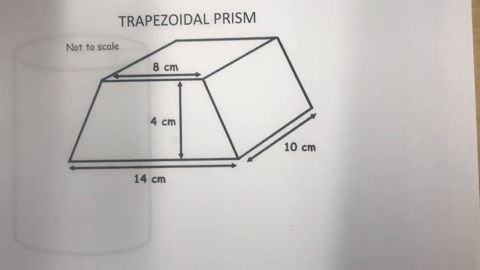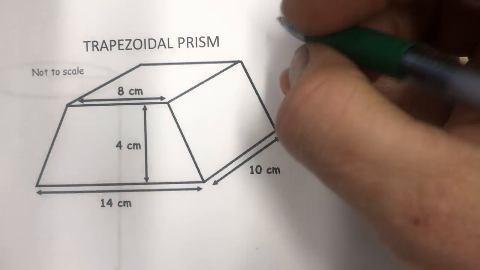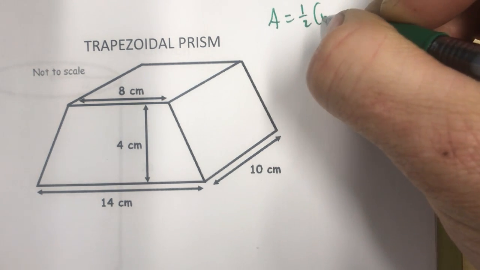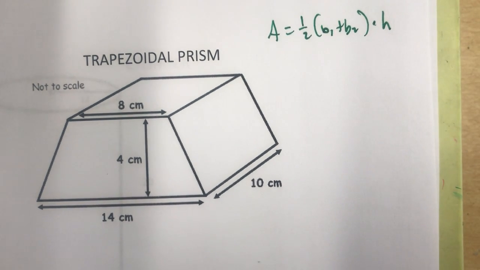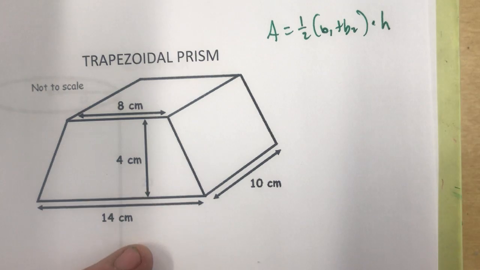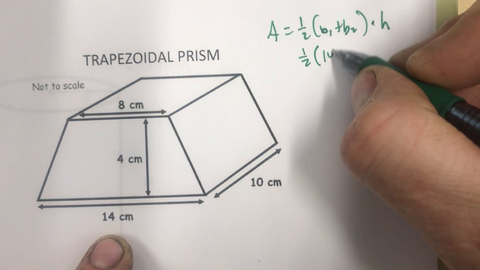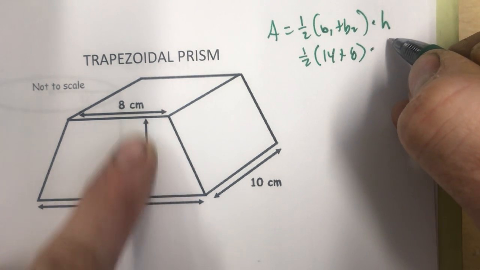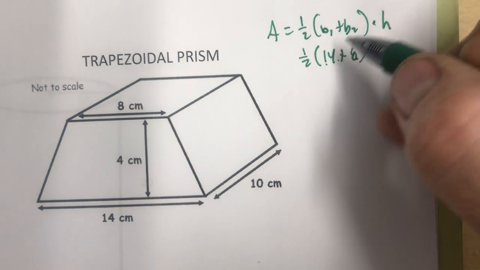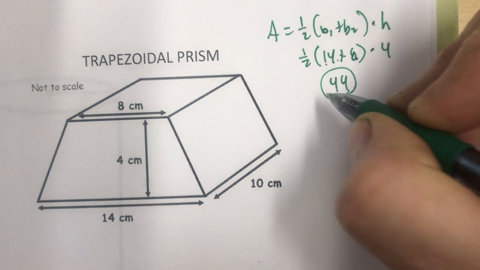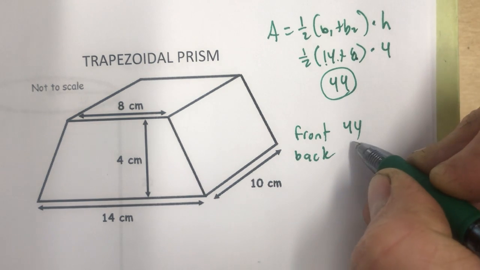Okay. This is called a trapezoidal prism because the front of it looks like a trapezoid. Now if you remember, the area of a trapezoid is 1/2 times base 1 plus base 2 times the height. So I'm going to do that for here, which means this is going to be 1/2, and my base 1 and base 2 are these parallel ones right here. So this is going to be 14 plus 8 times the height of 4. So 14 plus 8 is 22, 1/2 of 22 is 11, times 4 is 44. So there's my front, which means the back is 44.